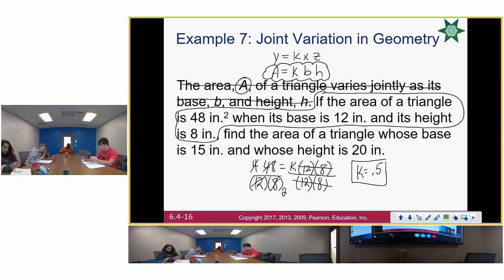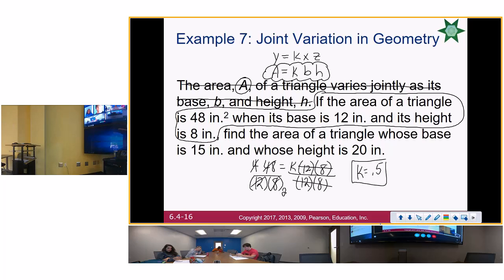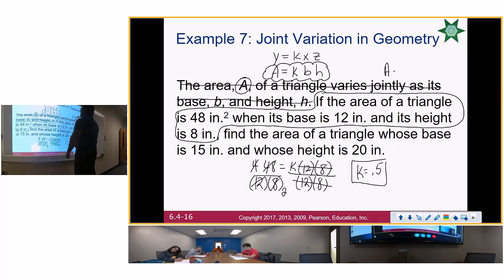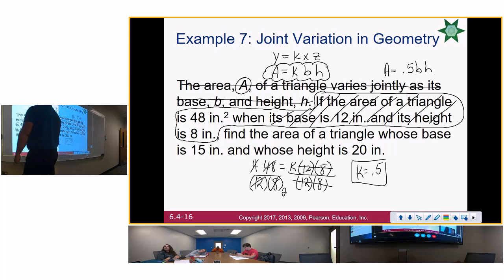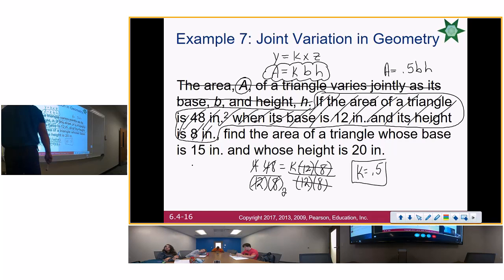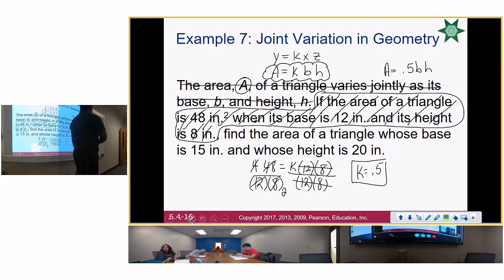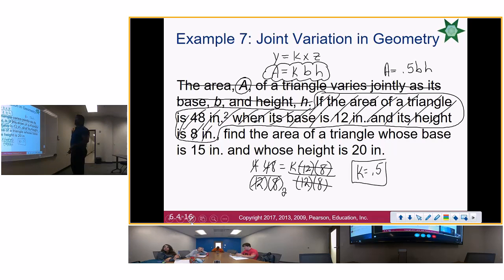So, what are you going to do with K after you find it? You're going to plug it back in. So now my formula is going to be A is equal to 0.5 times B times H. And now we're ready for part 3. And what's part 3? The only sentence left. Part 3 says find the area of a triangle whose base is 15 and whose height is 20.